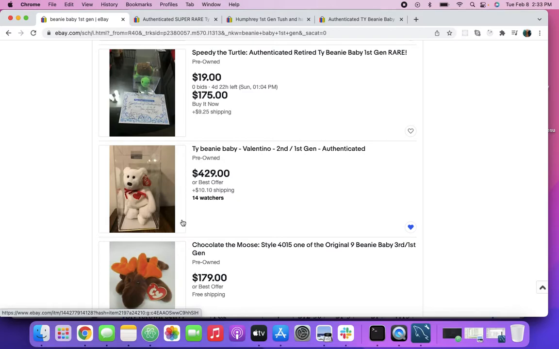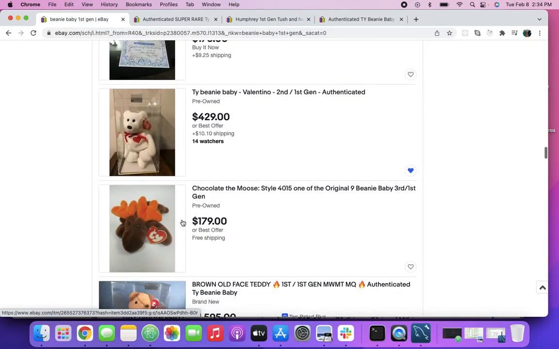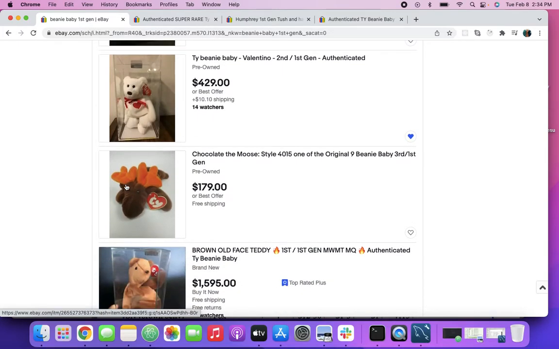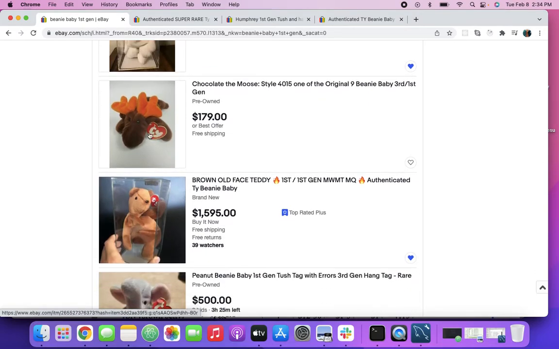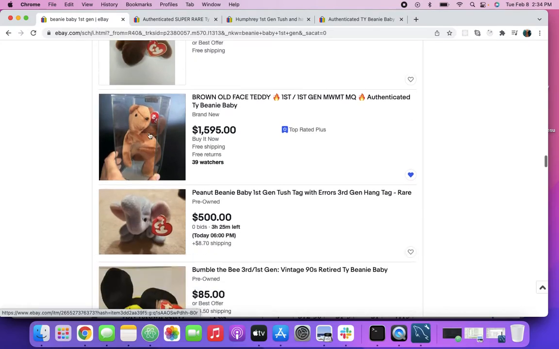It's been listed for a while, but it's still a super nice one because the second gen Valentino is considered one of the rare and holy grail type ones. Third, looks like a kind of, who knows, mint or non-mint, third gen chocolate. I would say anywhere from 50 to 100, maybe not 179. If it's mint, maybe 179, but that's a little too much.